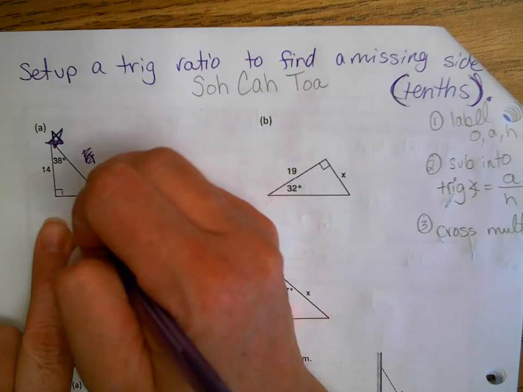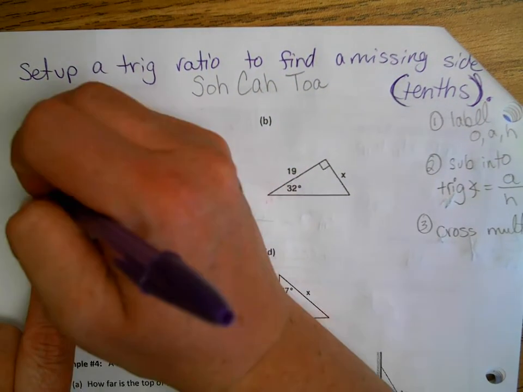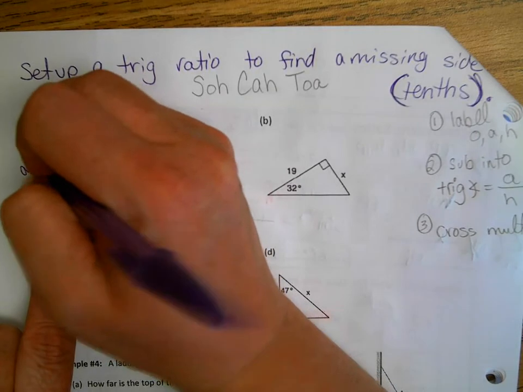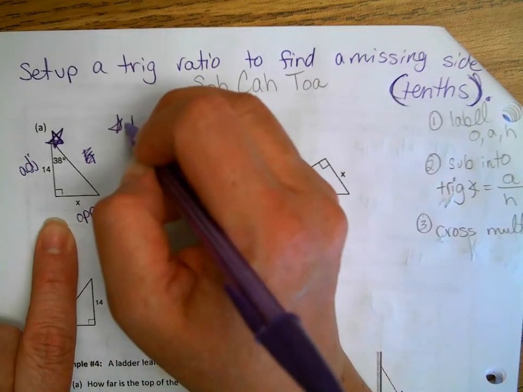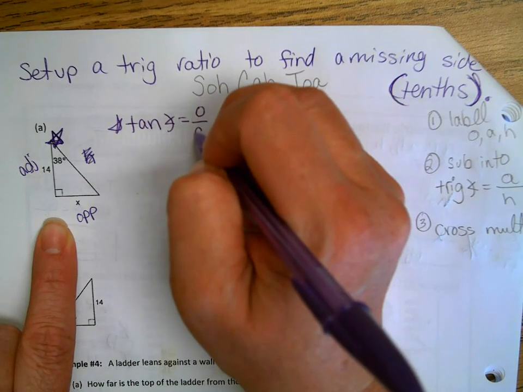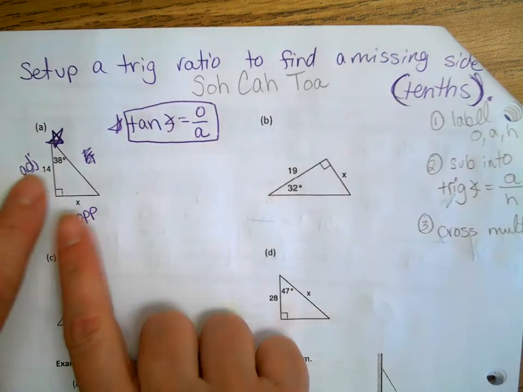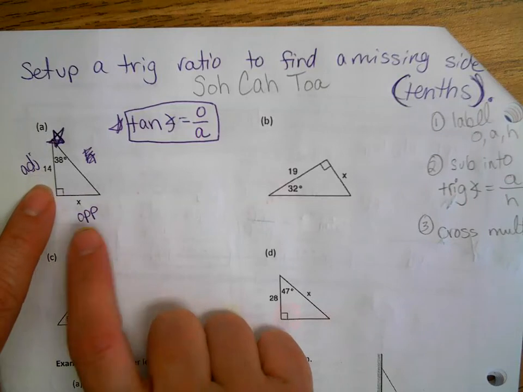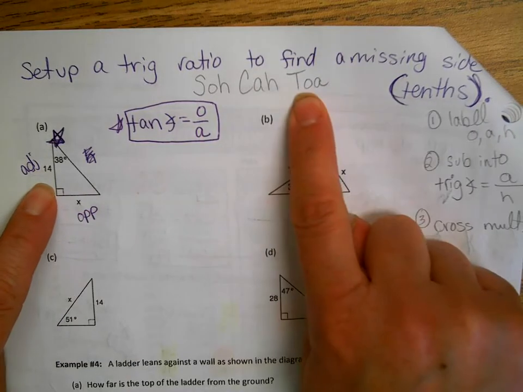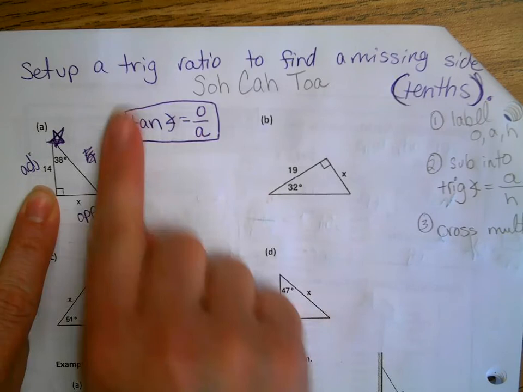Okay? The x over here is your opposite side, and your 14 is your adjacent side. So here we're going to use tangent of the angle equals the opposite over adjacent. And again, since I have the two values next to the opposite and adjacent, that tells me we need the tangent function. So this is my general setup.